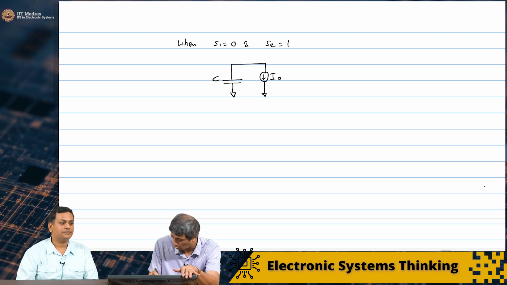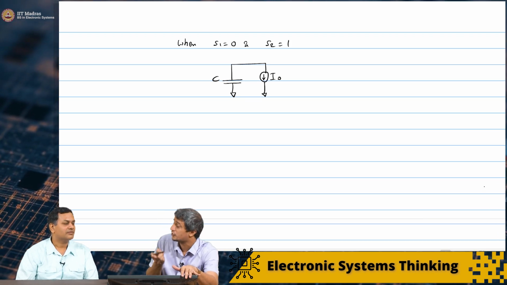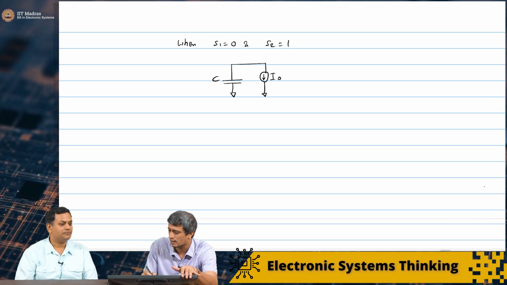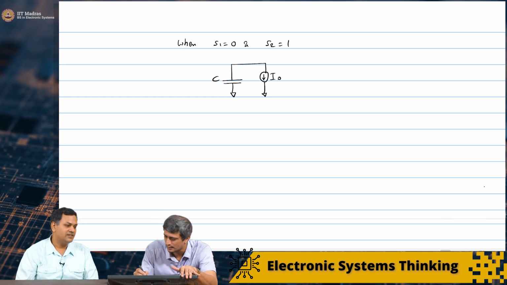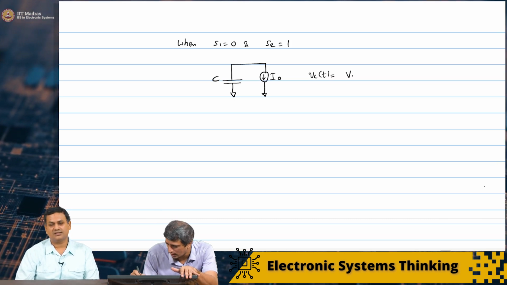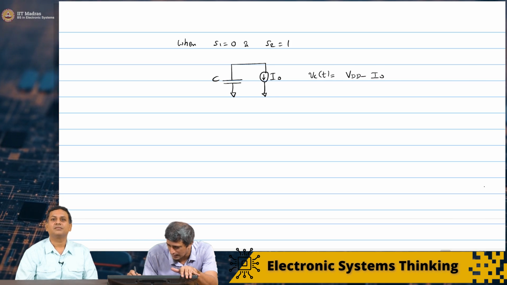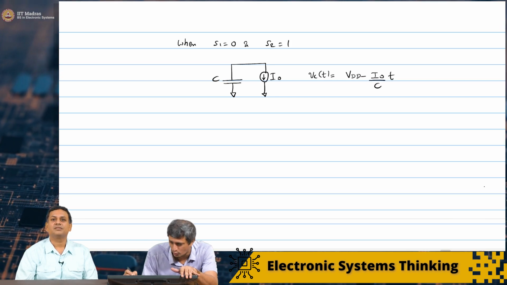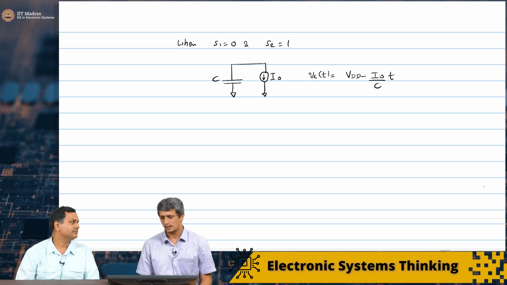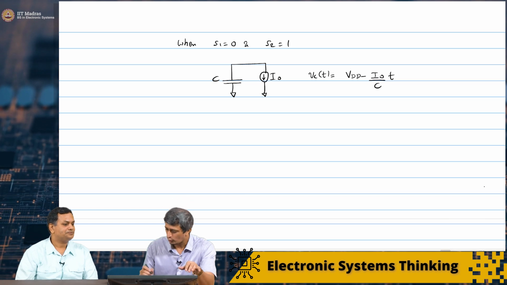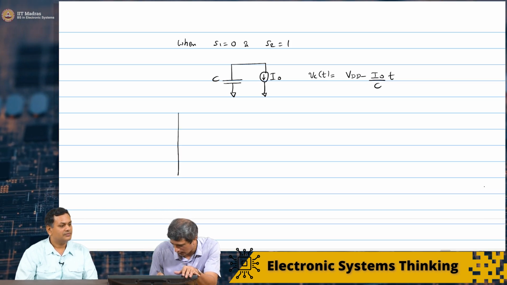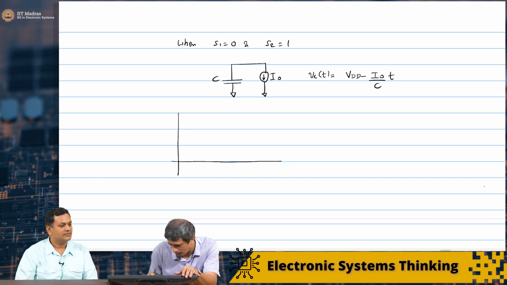Now we know that the capacitor initially is starting off at VDD. There is a current source that is trying to discharge this. And therefore we know that the equation should be VDD minus I0 by C into T. This is the equation that the voltage should follow. So therefore now I could actually plot this VC of T as a function of time.